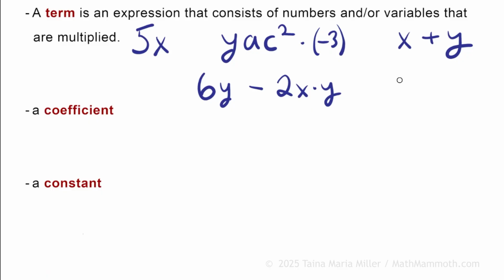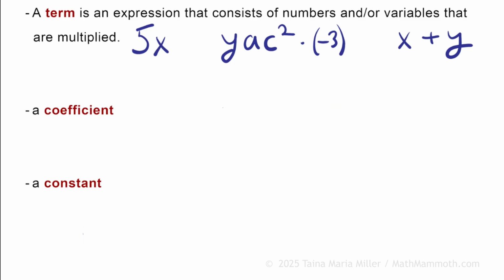And then what about this one? X over 6, that's a division. Is it a multiplication also? Yes, it is. We can write it as a multiplication of a fraction times x. This is actually 1/6 times x. So x over 6 also is a term.